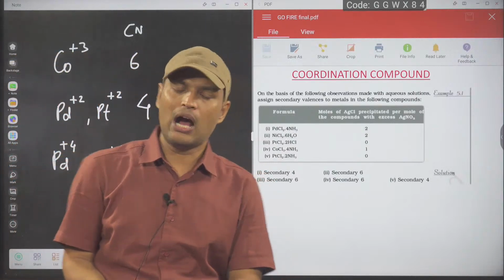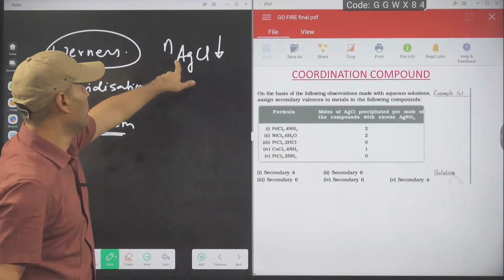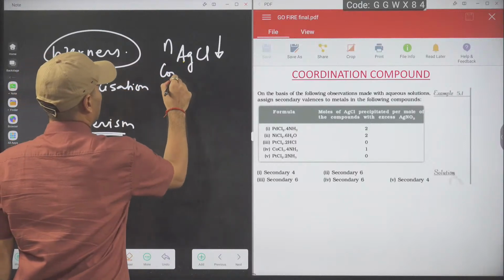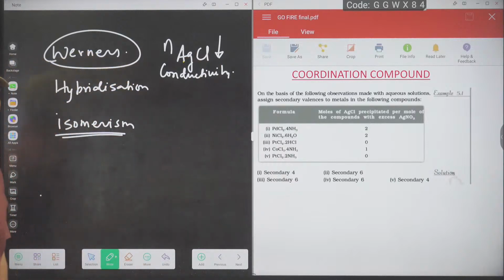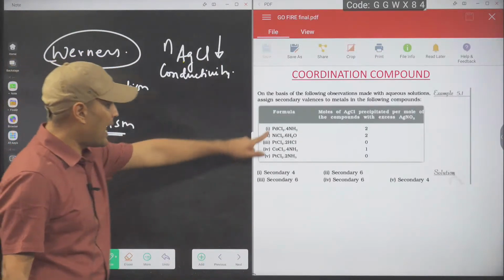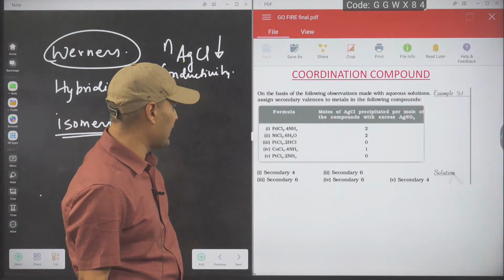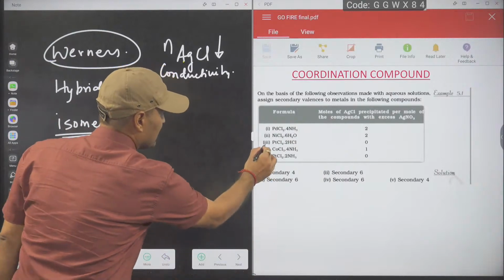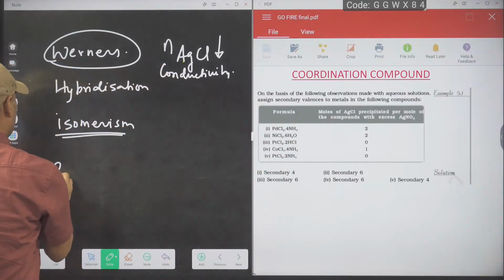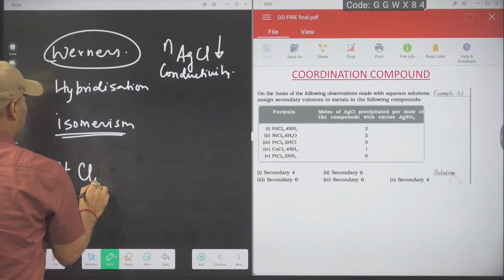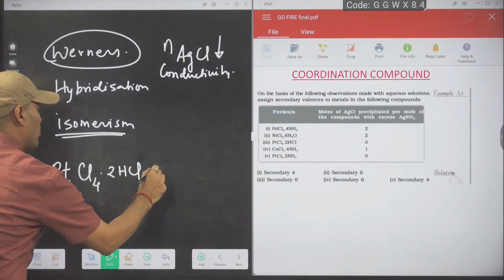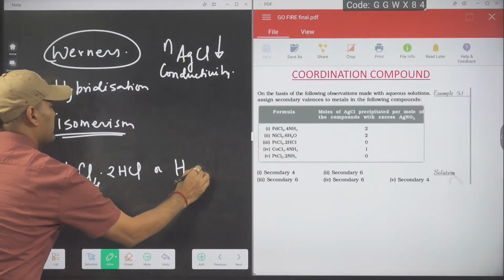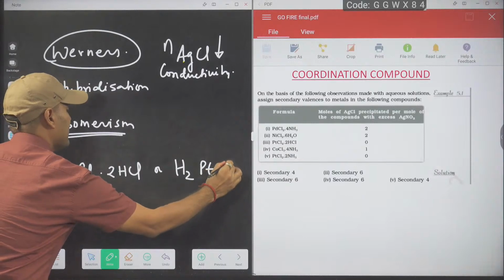Based on this, I will tell you moles of AgCl precipitated. They will ask you about conductivity. Primary valency, secondary valency they can ask. Like see the third part, PtCl4.2HCl. Can you see it? This compound is also written as H2PtCl6.